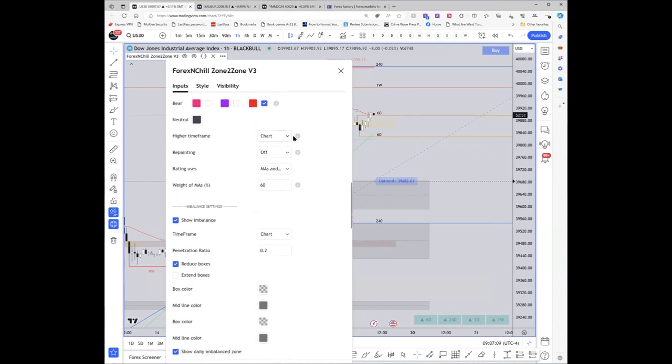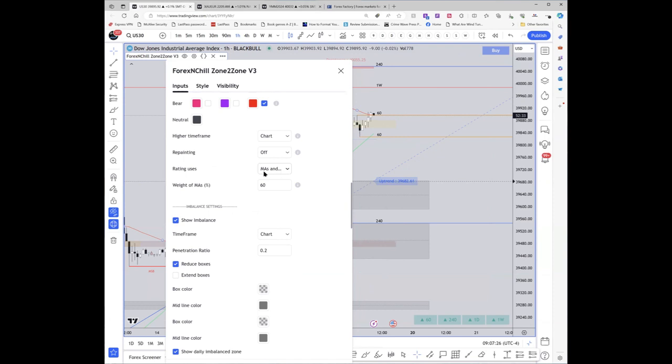Higher time frame, no, I have it on the current chart. Repainting, no, I have it off. And it tells you here, when not using a higher time frame, setting this to off will show you the confirmed value for the last closed candle.